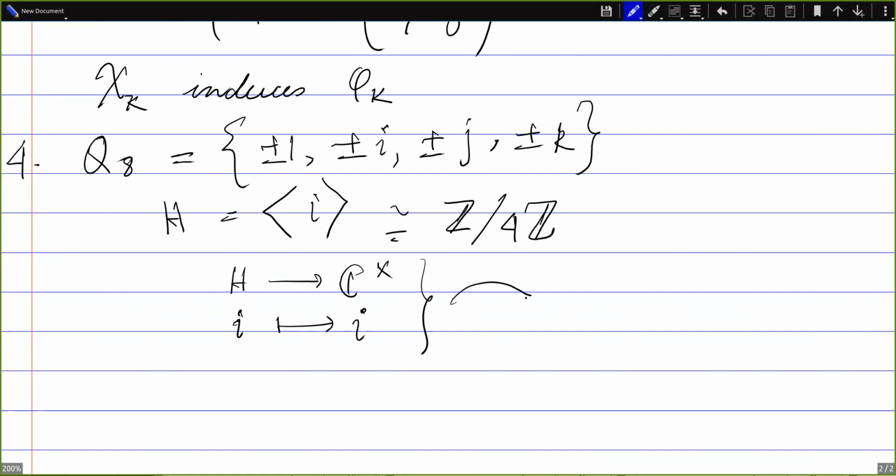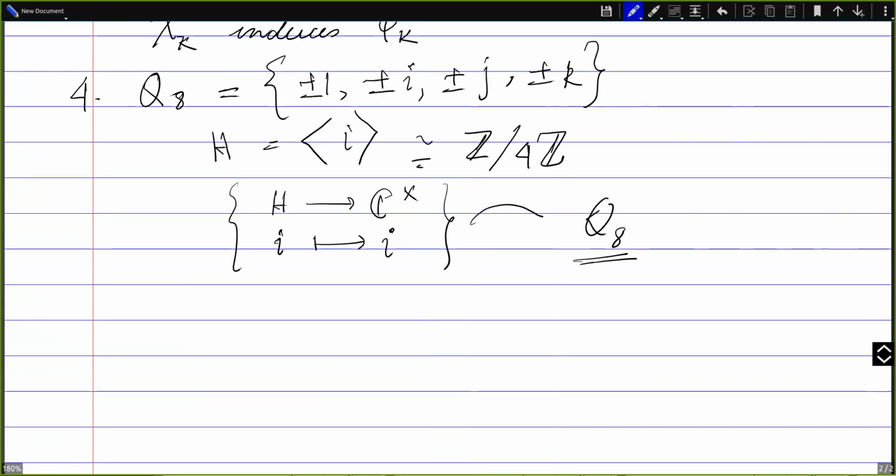And now I leave you to check that this one-dimensional representation induces a two-dimensional representation of Q8, which we have given in one of the problems in assignment 7. Let me repeat. In assignment 7, in one of the problems, we have defined a two-dimensional representation of Q8. Now I'm saying that that representation is induced by this one-dimensional representation.